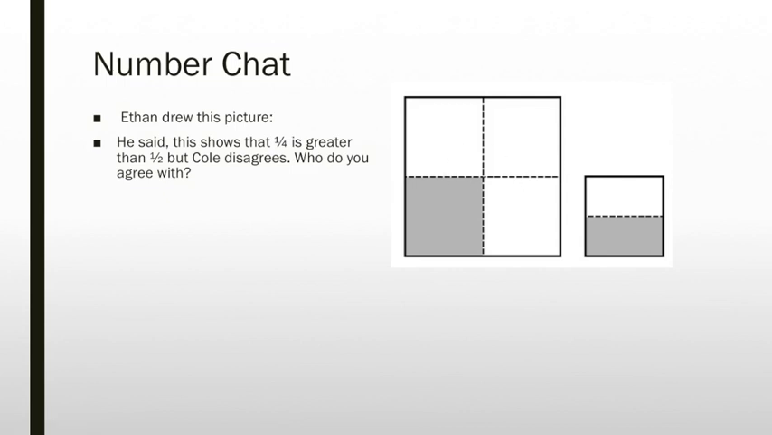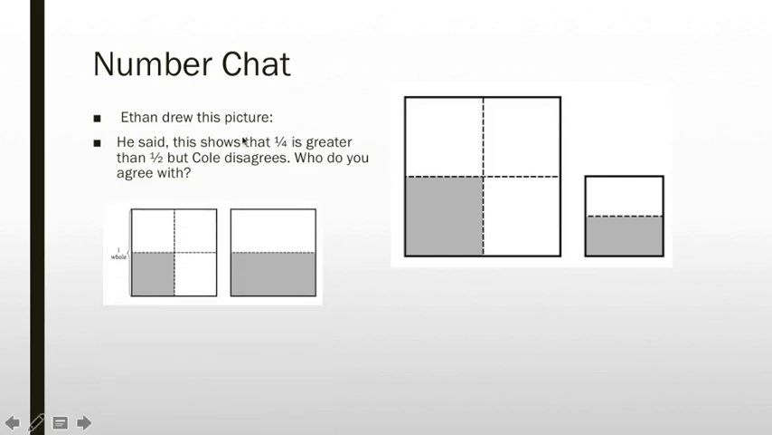So I think what Cole was envisioning in his head is two wholes that were the same exact size, so they were covering the same area. And I think when we look at these two pictures, we would agree with Cole, and it's pretty clear to see that 1/2 is actually greater than 1/4. So in our tug of war, Cole would have been correct in saying that 1/2 is greater than 1/4.